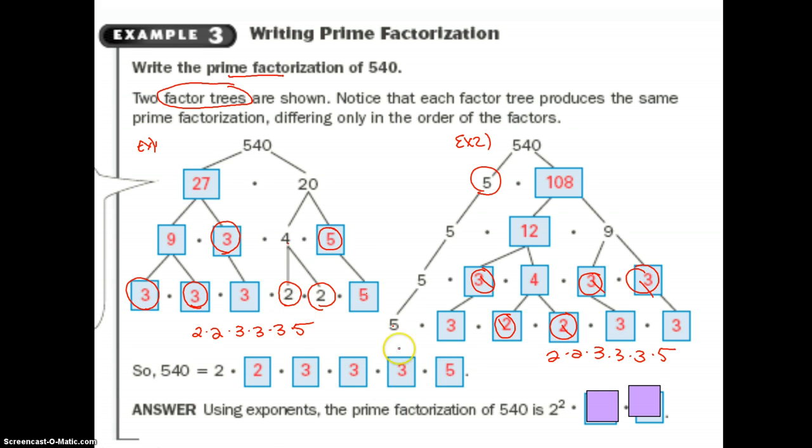To finalize your prime factorization, we want to use exponents. So there were 2 2's, so we say 2 squared. 3 3's is 3 cubed, or 3 to the third power, and 5. This is my final prime factorization. Again, the prime factorization has to use exponents.